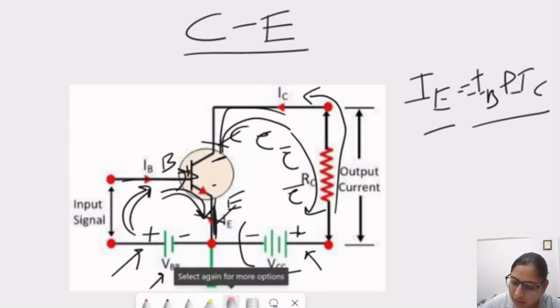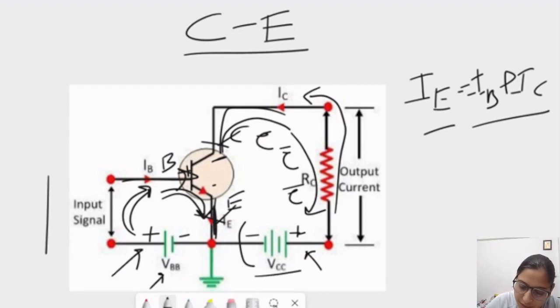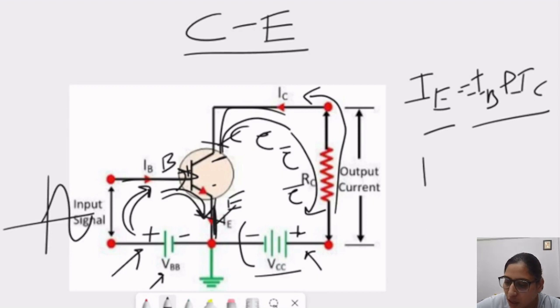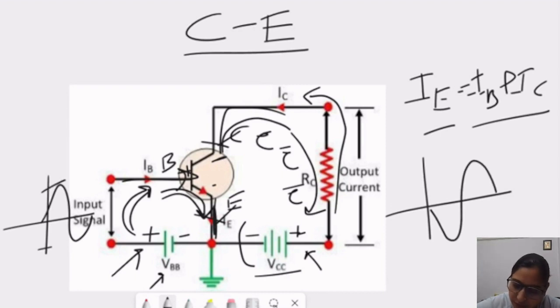Now what is happening in this circuit? We are giving a sinusoidal waveform as the input signal, and in the output we get the same waveform but with 180-degree phase reversal and higher amplitude. So the amplitude here is higher in the common emitter configuration. So it is working as an amplifier because the low amplitude signal is converted into a high amplitude signal.